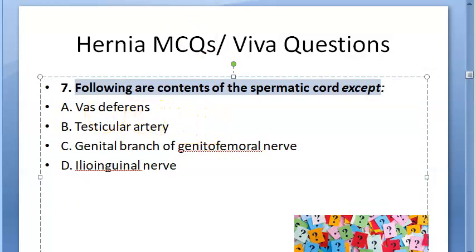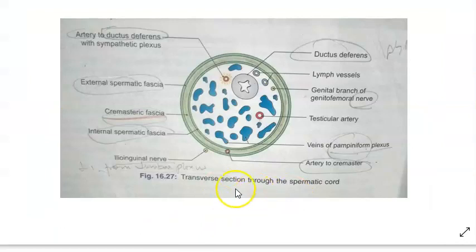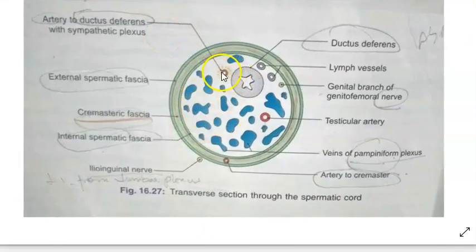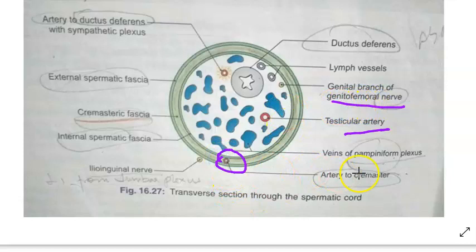So, let's look at the contents of spermatic cord. Here you have the transverse section through the spermatic cord. What are the contents? Can you tell me? Let's look at the red ones here. Artery to ductus deferens with sympathetic plexus around it. Here you have the testicular artery. What exactly is this one? Ductus deferens. Then you have some lymph. Then you have some nerve here in the yellow, genitofemoral nerve's branch. Then here you have some artery to cremaster. This is kind of outside, isn't it? And then you have the cremasteric fascia and the ilioinguinal nerve, which is outside.